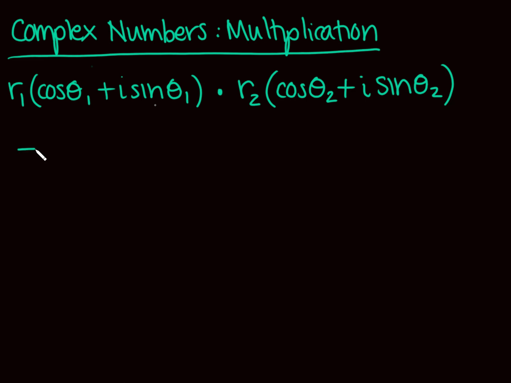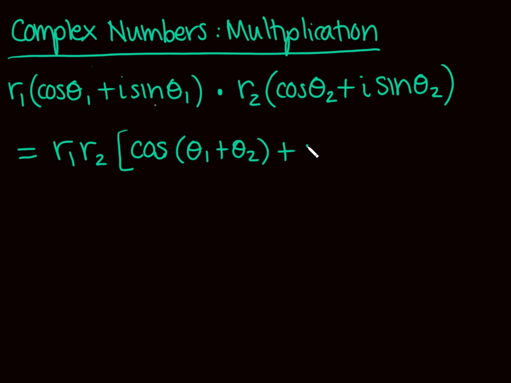if I multiply those two, here's how I can multiply them. I don't have to FOIL that all out and combine like terms. All I do is multiply their absolute values. So I take r1 times r2, and then I multiply that times the trig form, which ends up just being cosine of theta 1 plus theta 2 plus i sine of theta 1 plus theta 2.